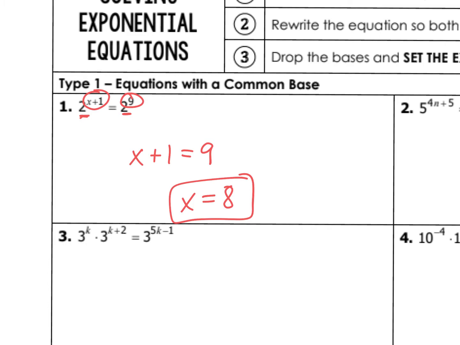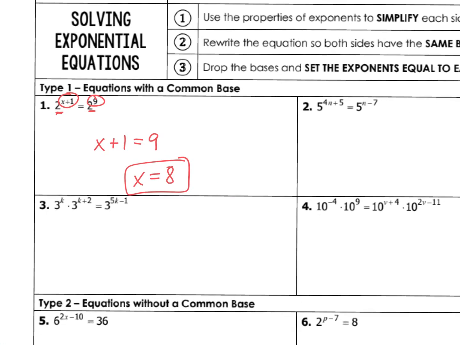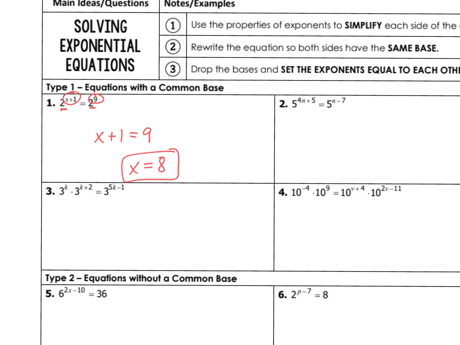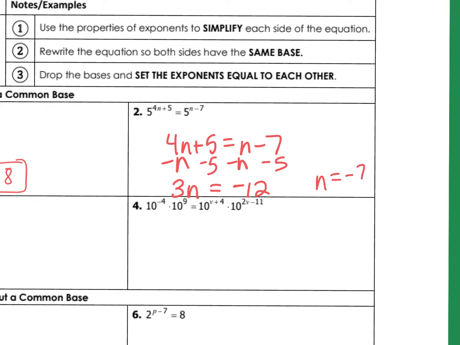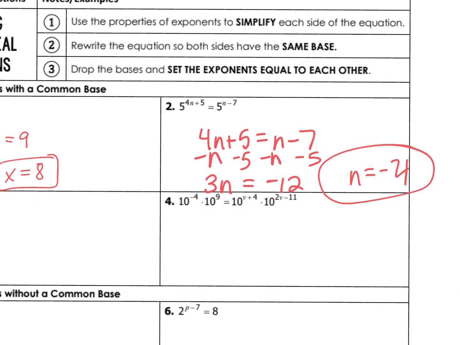Okay, you try number 2. Okay, number 2, what'd you do? 4n plus 5. Yep, they both have the same base, so you are totally allowed to do that. 4n plus 5 equals n minus 7. How'd you solve it? I subtracted n over to the left. Good, I like to subtract the smaller variable too. So we get 3n. Did you subtract the 5 over to the other side? Yeah. So 3n equaled negative 12. And then what? Divide by the 3 and n equals negative 4. Good. Questions on that?